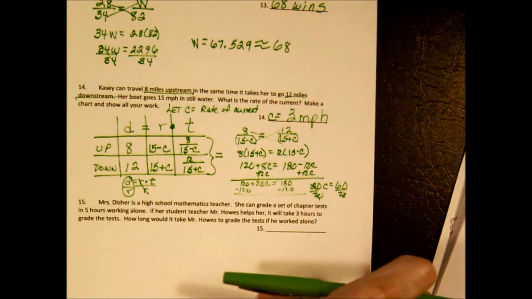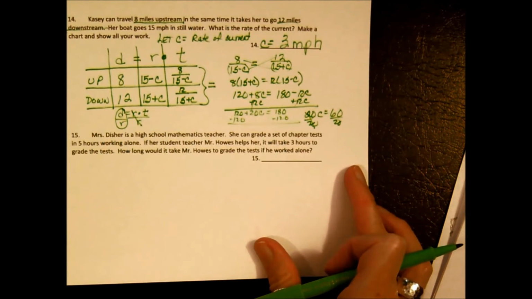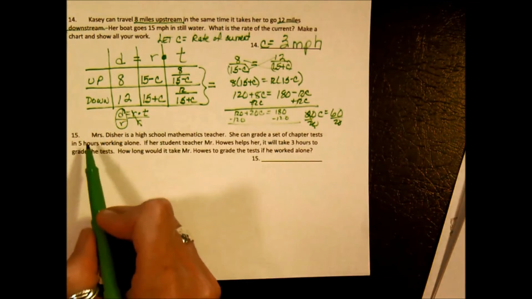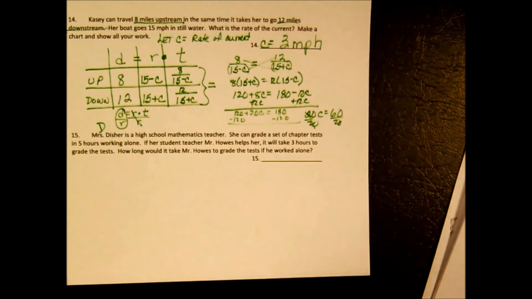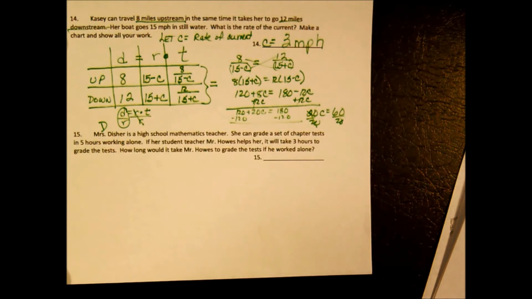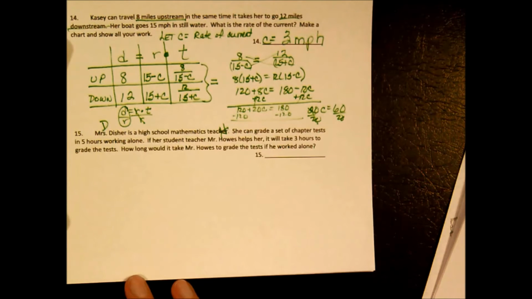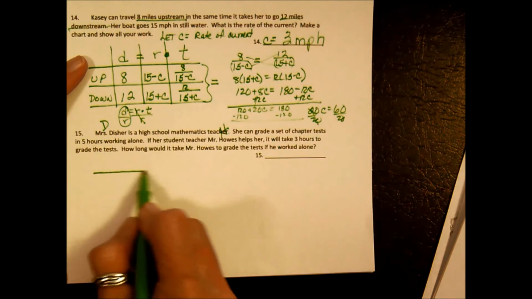All right, let's look at another kind of chart. This is a work rate problem. It says, Mrs. Disher is a high school mathematics teacher, and we're going to use a D for her. I'm just going to write that up there rather than a let statement. She can grade a set of chapter tests in 5 hours working alone. If her student teacher, Mr. Howells, we'll call him H, helps her, it will take 3 hours to grade the tests. In other words, working together. How long would it take him if he worked alone? So once again, we're going to set up a chart. This one's a little bit different.